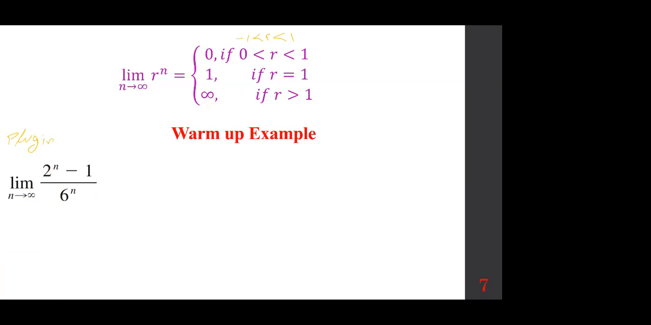You get 2 to the power of infinity minus 1 over 6 to the power of infinity, which is infinity over infinity. I want to make sure everybody understands what's happening. Infinity times 2 is infinity. 2 to the power of infinity is infinity. Infinity times 10 is infinity. Infinity minus 1 is infinity. Infinity minus any number, even large, is still infinity. So you don't want to confuse that. But what is infinity over infinity? That is important for everybody to know.